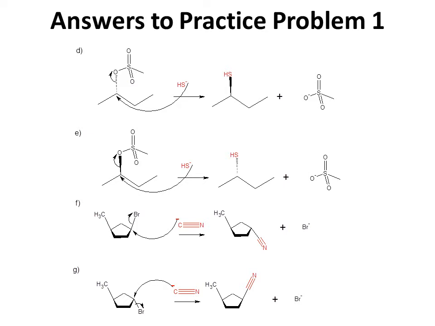cyanide is pointing down. And in problem G, the cyanide is going to attack from the top because the bromide is pointing to the bottom. In the final product, the cyanide is pointing up.